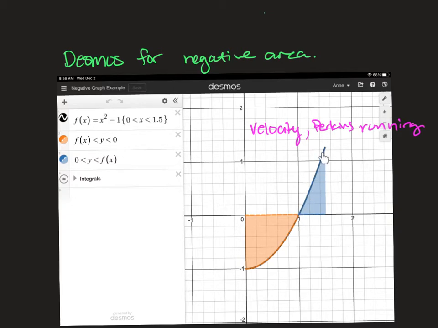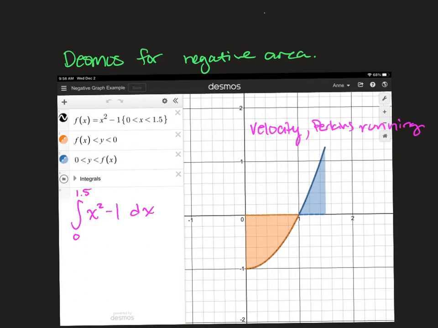Here I'm doing it kind of slowly, here I'm doing it a lot faster. Here I'm running to the left pretty fast, and then I have to slow down so I can turn around, and then I move to the right. This area right here is going to represent how far to the left I ran. This area would represent how far to the right I ran. And then if you actually did the integral here, the integral of x squared minus 1 dx from 0 to 1.5, let's actually go ahead and do this.